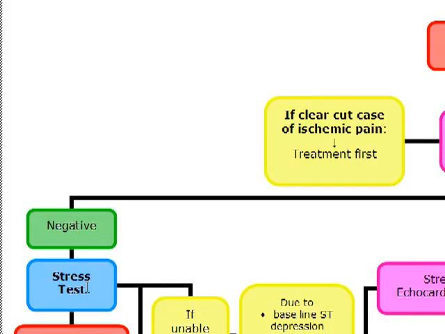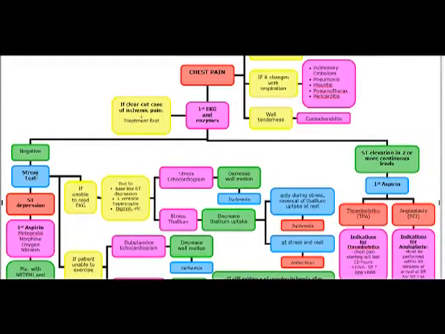The exercise stress test is the best of all methods to evaluate ischemic heart disease. And it's going to be positive when there's greater than or equal to 2 millimeters of ST segment depression and/or a drop of more than 10 millimeters of systolic blood pressure.